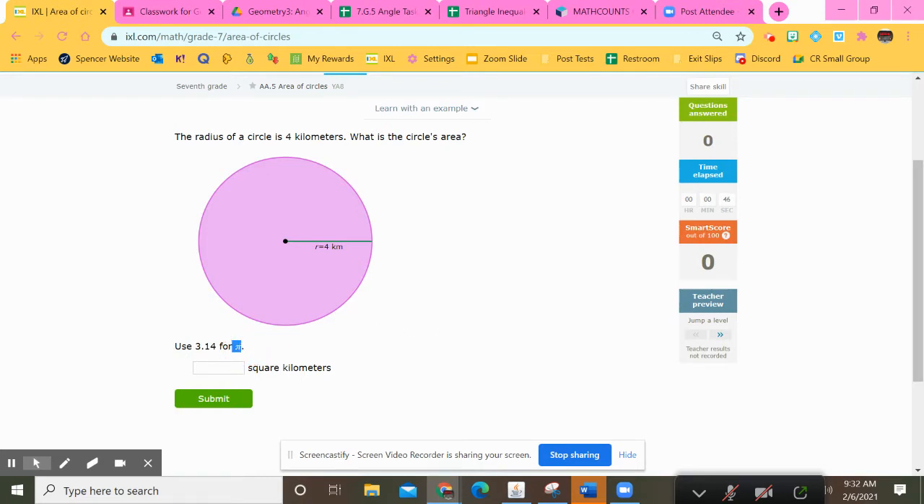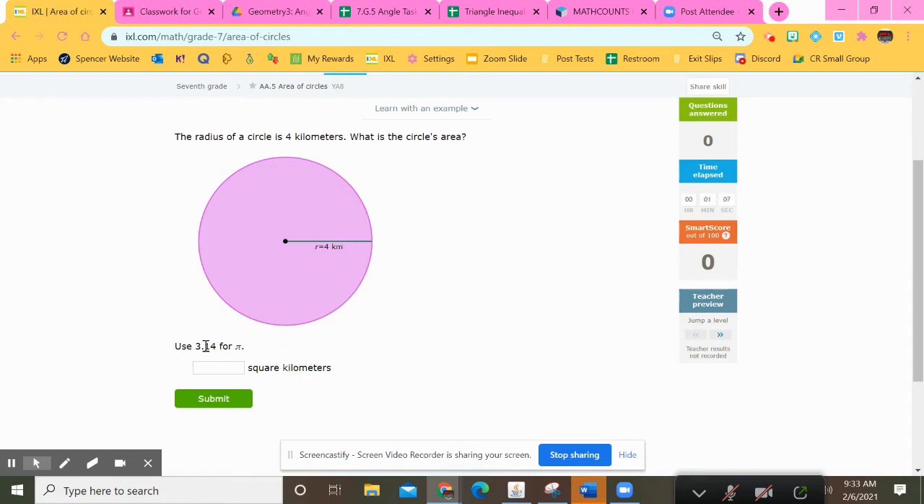And just some things to remember. The radius squared is when you multiply the radius by itself. Radius times radius. The radius is the distance from the center of the circle to any point on the outside of the circle. So in this one, we have the radius, and the radius is 4. So we're going to square 4, and then we're going to multiply by pi.